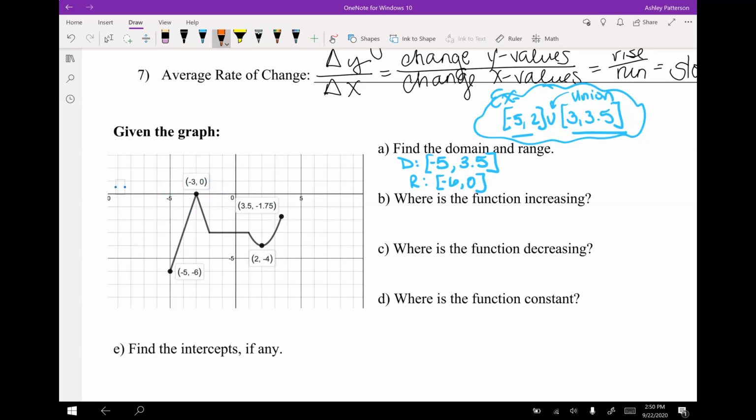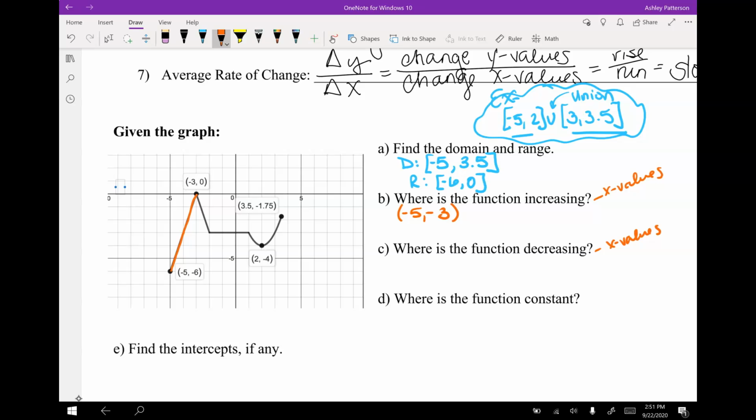Where is it increasing? Okay, it looks like it increases from -5 to -3. With increasing and decreasing intervals, we only use x values, just like I talked about. And we don't use brackets because I'm not talking about being inclusive at this point. That doesn't matter. I want to know in what area of space, in between which x values, are my y values increasing.